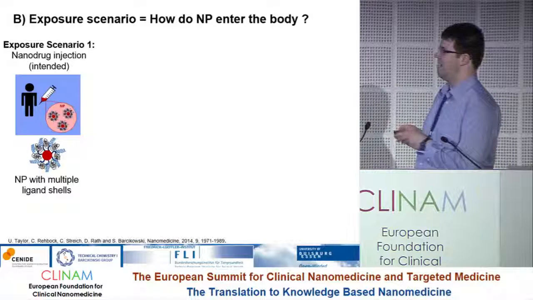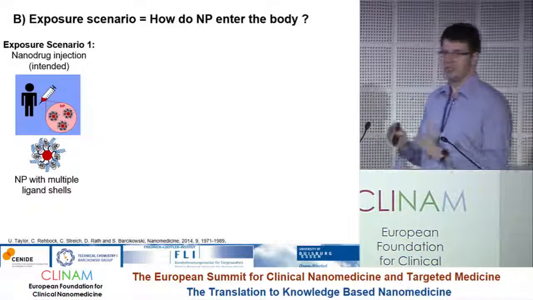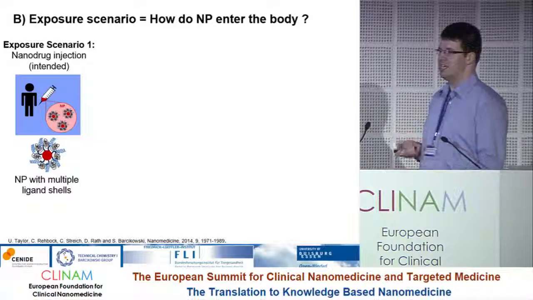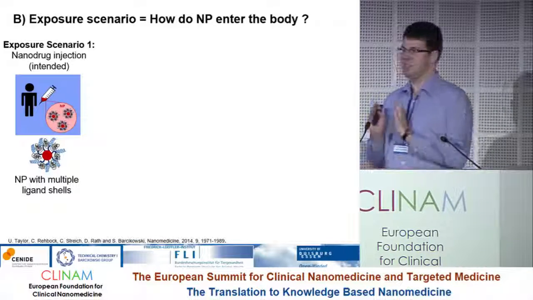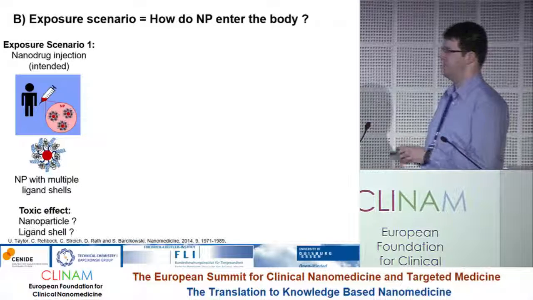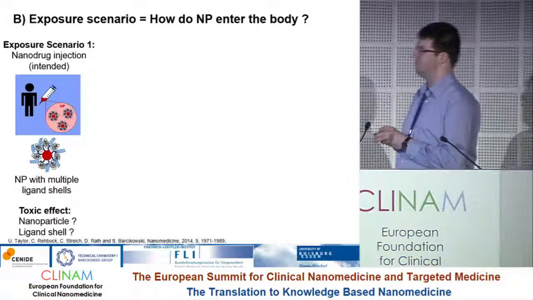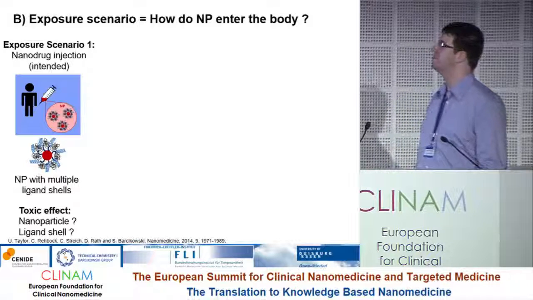When we enter these at different surface doses into the bloodstream, we should of course get toxicological information, which is interesting when we only want to study the property of one drug. However, when we want to do a systematic toxicity study, we can never determine whether this effect comes from the nanoparticle or maybe from the ligand shell. We can never determine this.